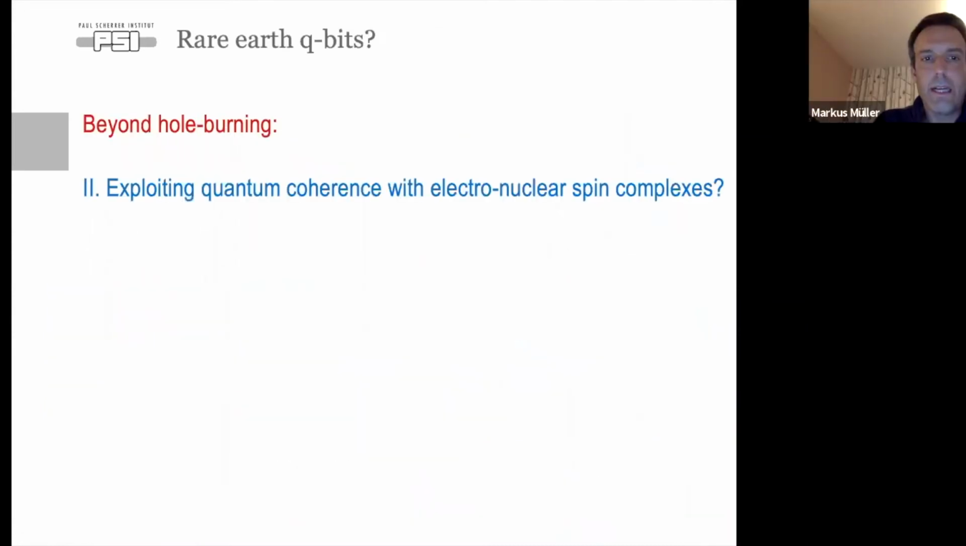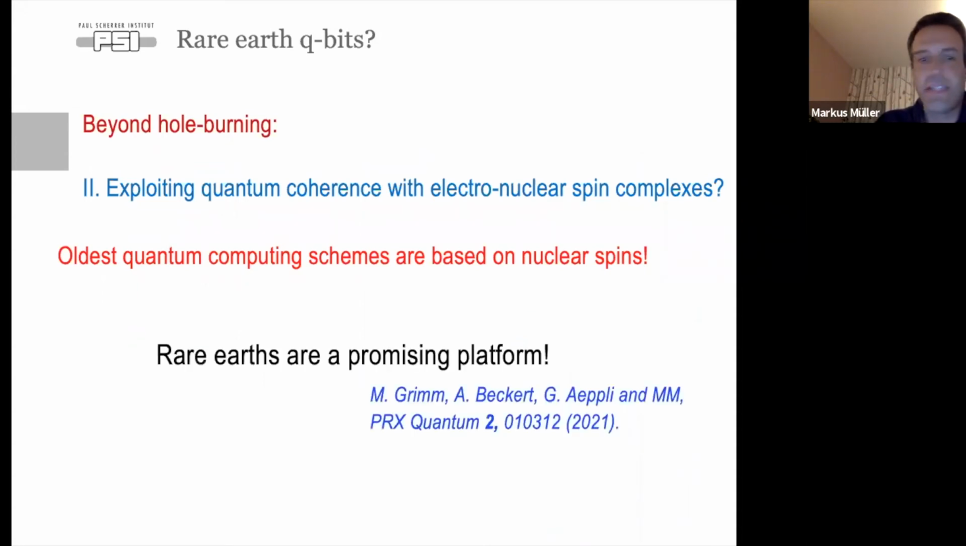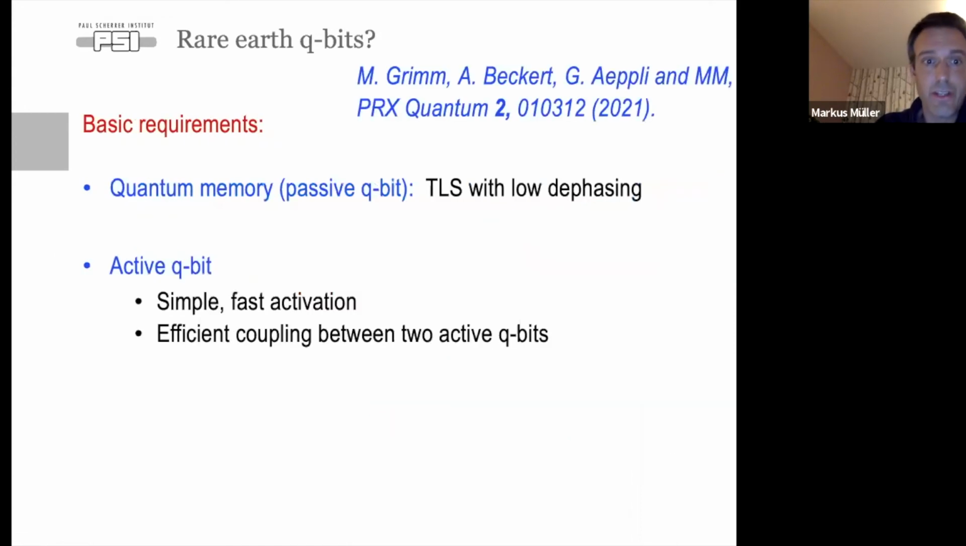Yeah. Okay. So we see that certain hyperfine excitations have an extremely long lifetime. So you ask naturally, can you exploit this quantum coherence in electronuclear spin complexes for something? And indeed, if you think back to the 90s, the oldest scheme proposed for quantum computing was based on nuclear spins, actually, rather in quantum dots, as far as I know, than in rare earth systems. But what we proposed recently was that rare earths are actually a promising platform, and there are several tricks that you can use to get efficient gates and a good quantum memory.